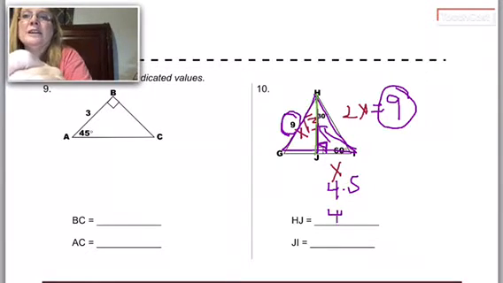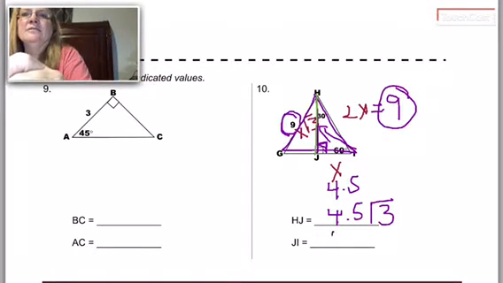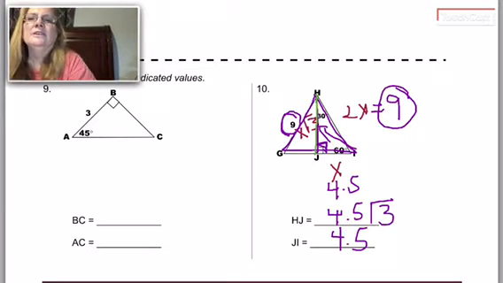So hj is 4.5 times the square root of 3. And ji is 4.5. Okay, we're going to work a lot more on 30, 60, 90s in the next couple days. I hope this helped.